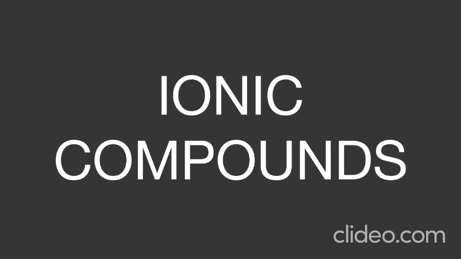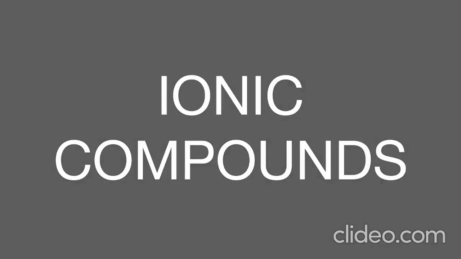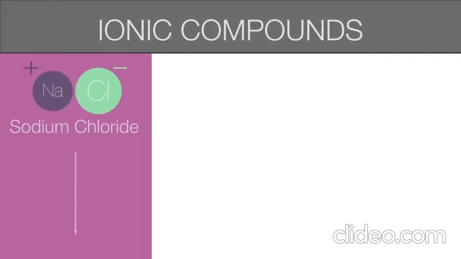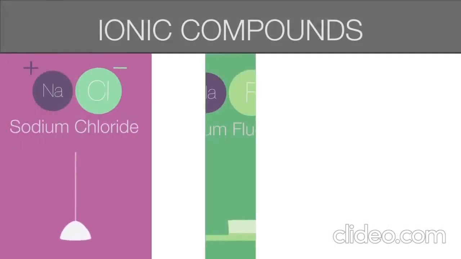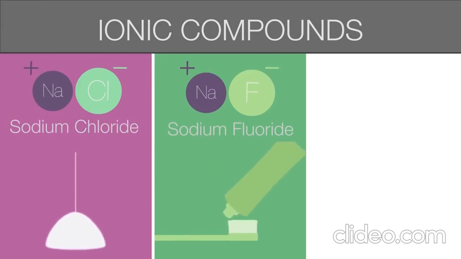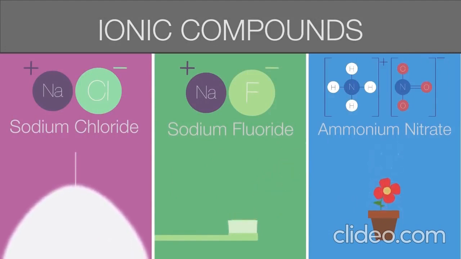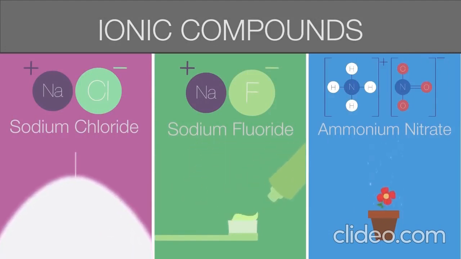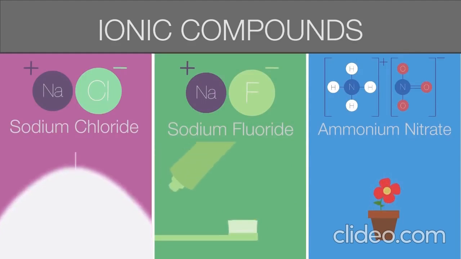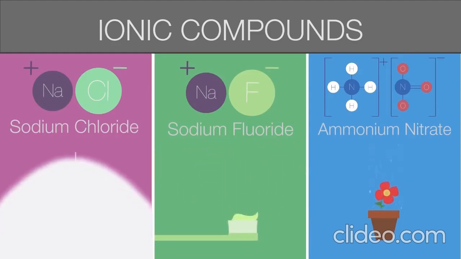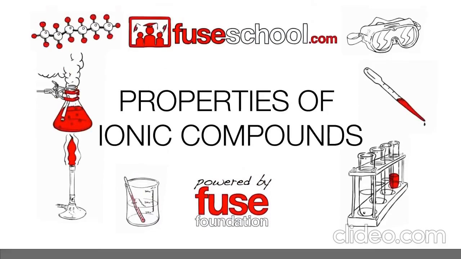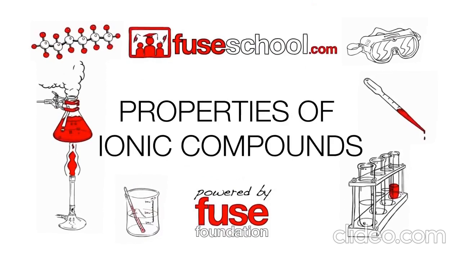Many ionic compounds do not just exist in a laboratory or in your chemistry homework. Sodium chloride is regular table salt. Sodium fluoride is added to some toothpastes to help strengthen tooth enamel. Ammonium nitrate can be used to fertilize plants. Although their real-life applications are very different, they share a few key properties. In this lesson, we will learn about the properties of ionic compounds.